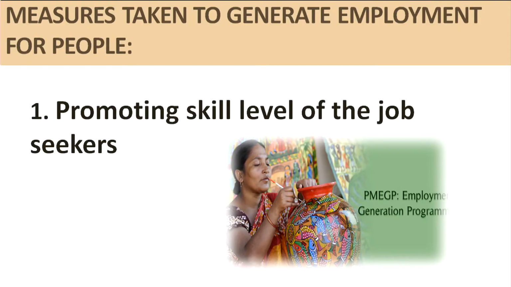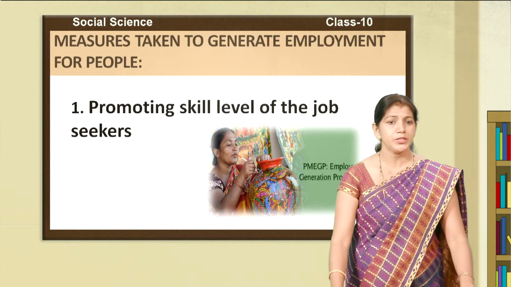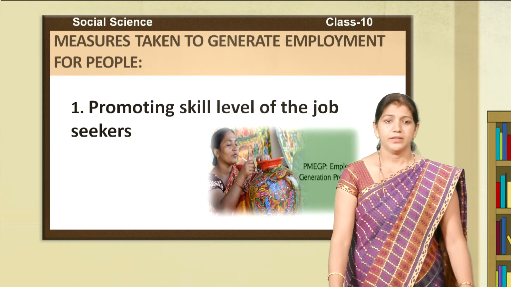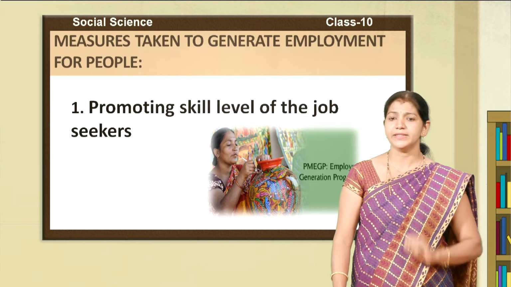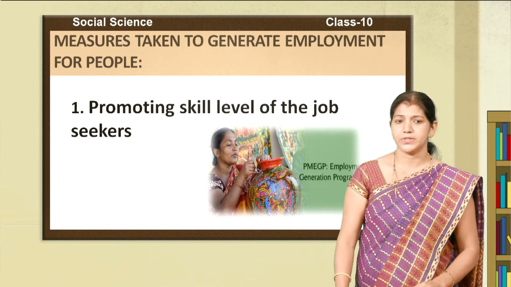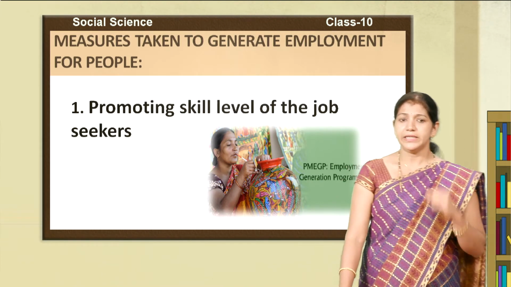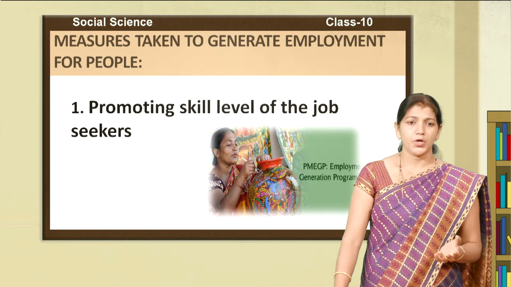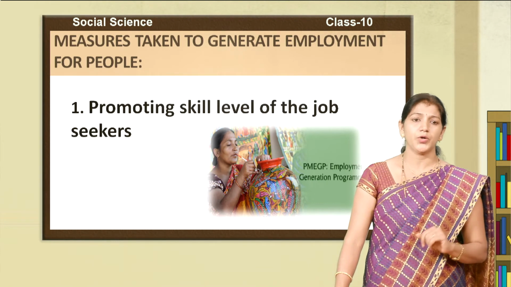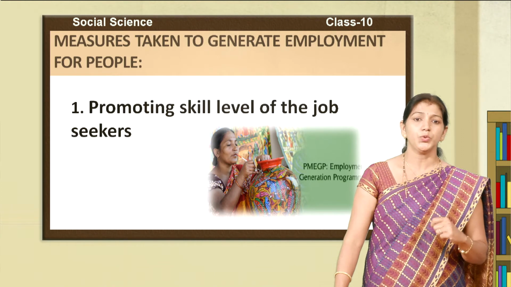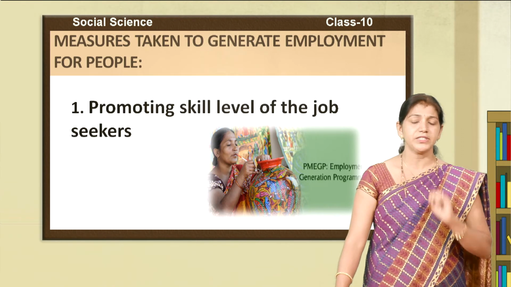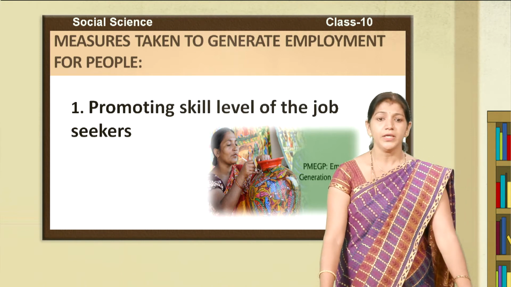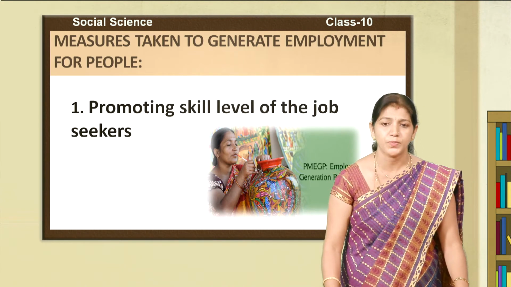Problems are there, so how to get a solution? Is it only the responsibility of the government? No, the people can also take some measures to avoid this unemployment problem. In India, the central government, state governments and local governments have taken some measures to provide employment opportunities to the people. The first major measure by the government is promoting the skill level of job seekers.